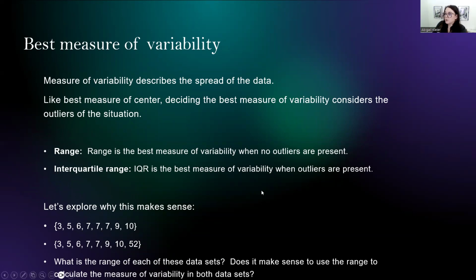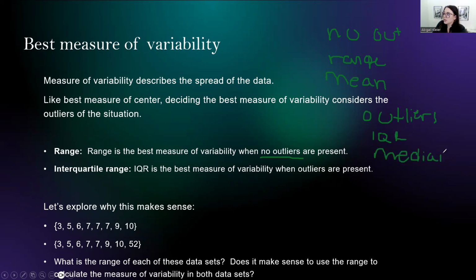So we already talked about range. Range is when you take the maximum minus the minimum. It's best to use range when there are no outliers present. So we've already established that if we've got no outliers, we want to use range and the mean. When we do have outliers present, we're going to want to use the interquartile range and the median.